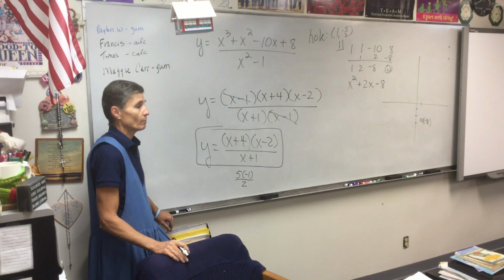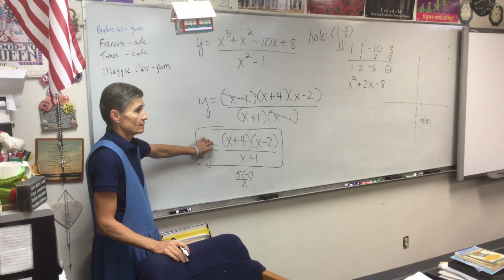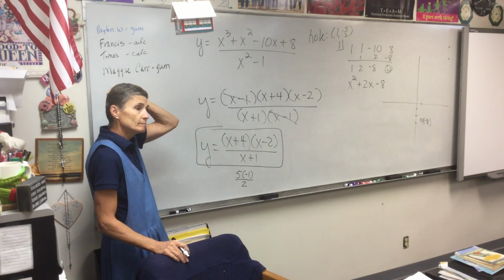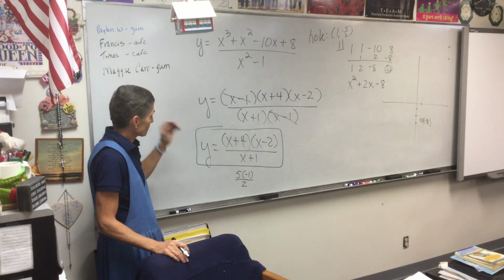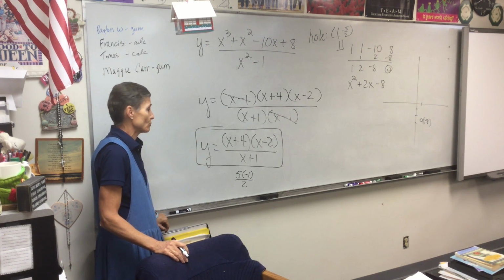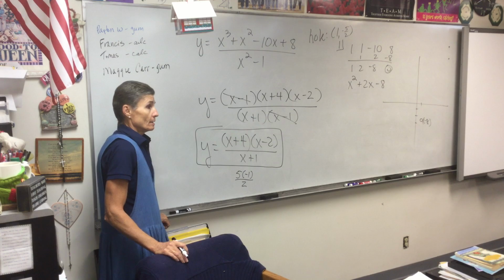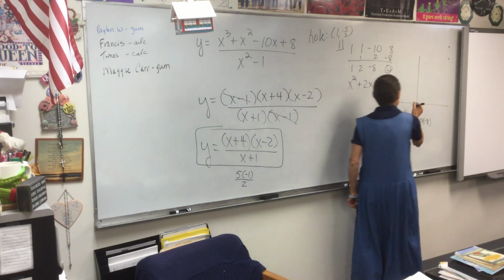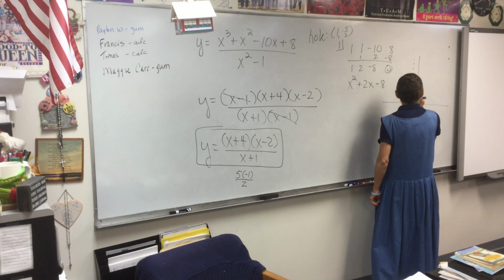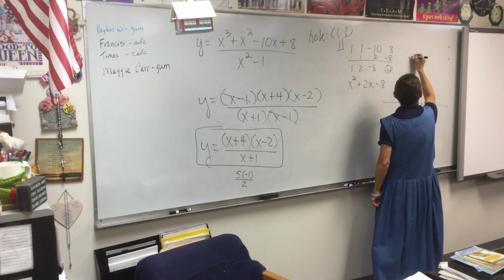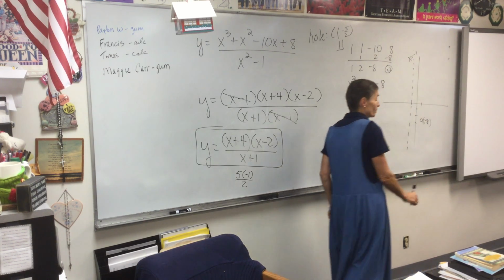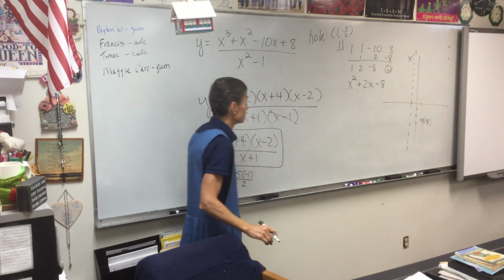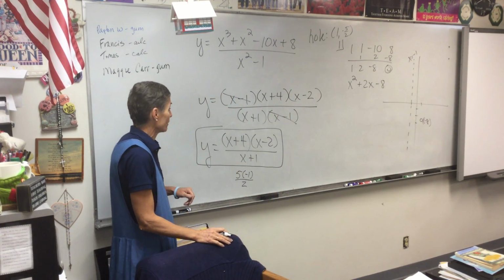What else can you tell me about my equation? Does it have any asymptotes? Yeah. It has a vertical at negative 1. But no, it has no horizontal, but it's going to have a slant. We'll find that in a minute. Let's get our intercepts on there.